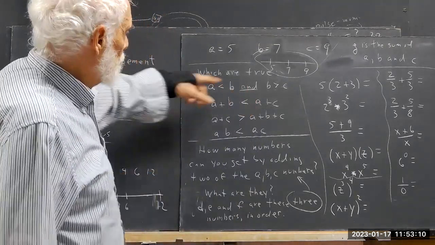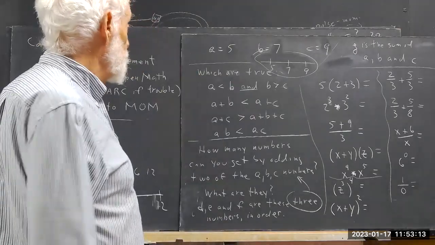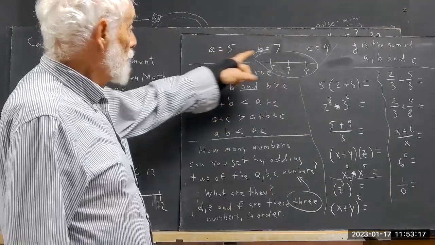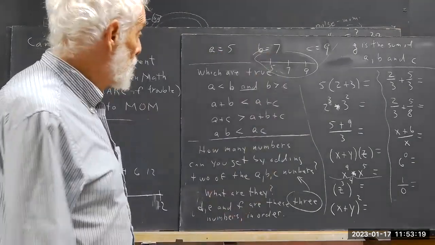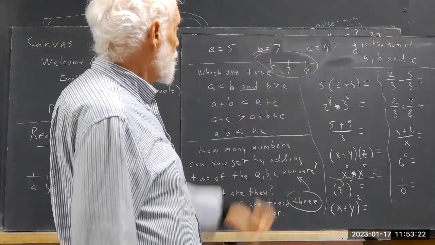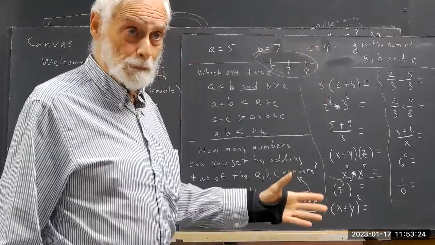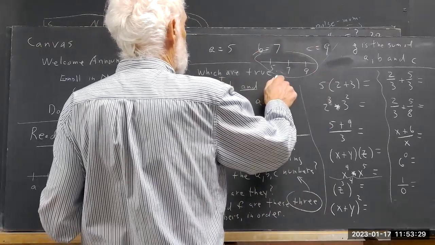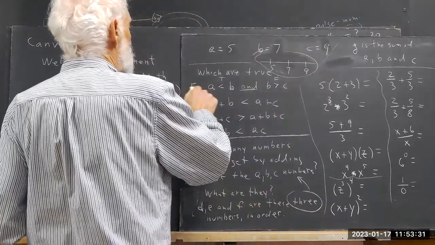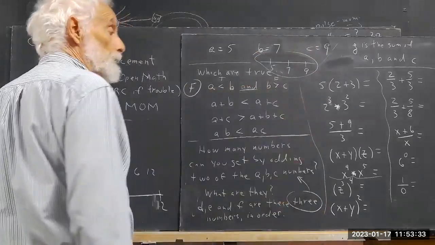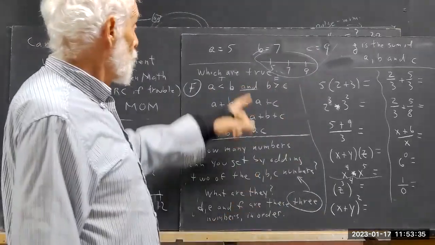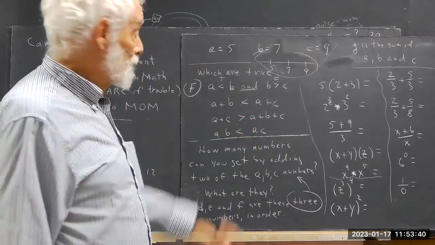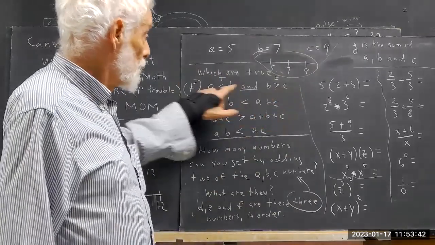So now which of these are true? Well, you can plug in your numbers and see. Is A less than B? Is 5 less than 7? Yeah. Is B bigger than C? Is 7 bigger than 9? No. So this is true. This is false. But it says and, so they're both going to have to be true. If it said or, then it would be a true statement, right? This is true. This isn't, but it says or.